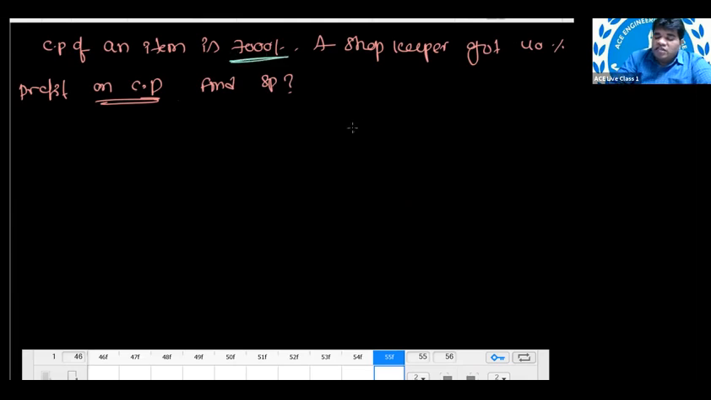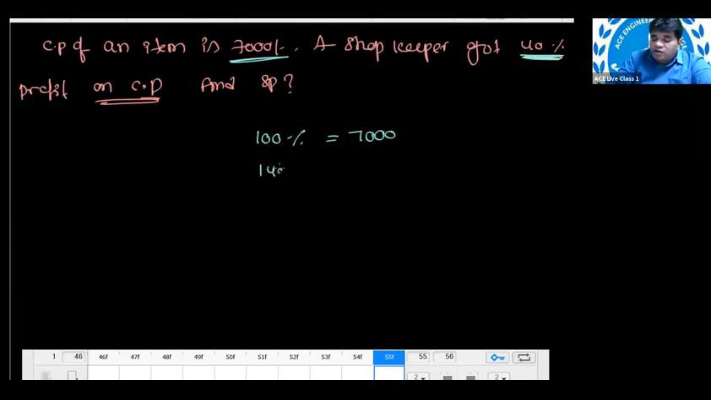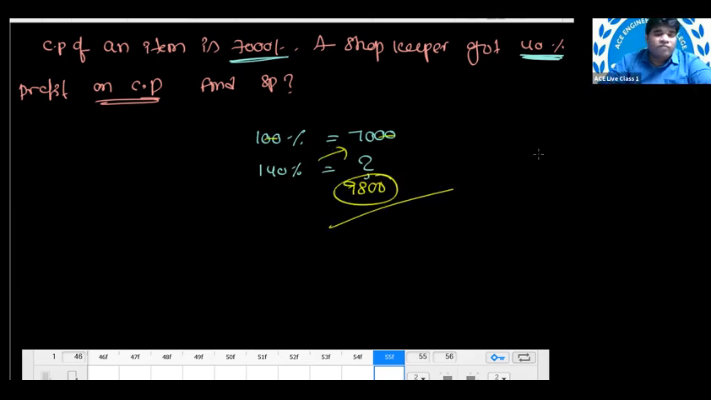So this 7,000 is equal to how much percentage? Cost price means 100%. You want 40% profit, so 140% is equal to how much? 9,800. Completed answer. Formula not necessary. Is it okay?